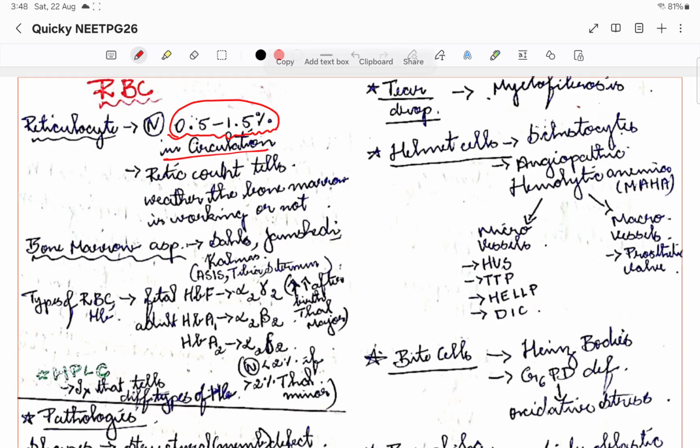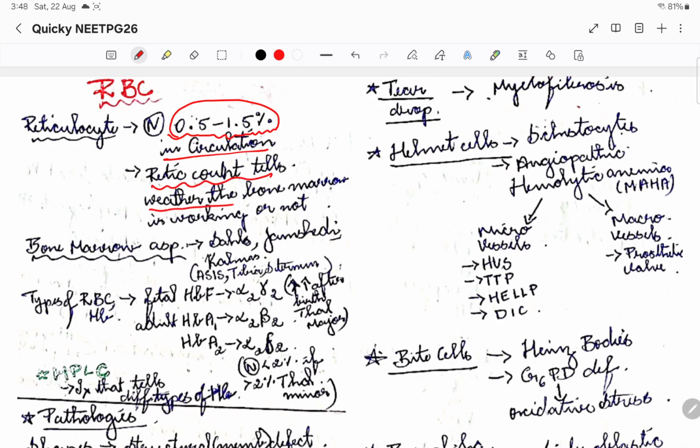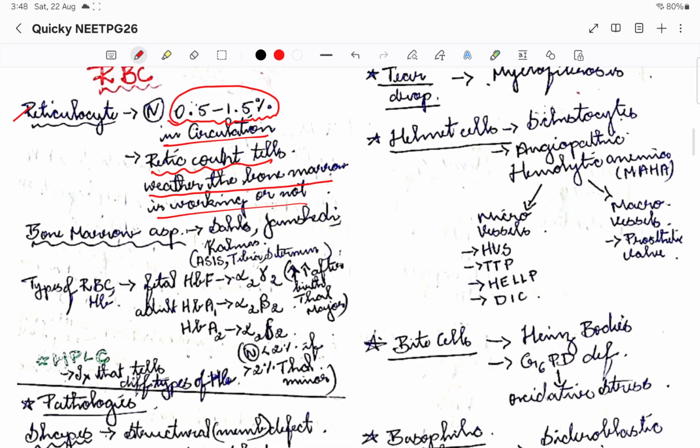So the retic count tells us whether the bone marrow is working or not. If there is a very low reticulocyte count, then we can tell that the anemia is happening because there is no RBC production at all. That is how we can tell whether RBC is getting produced in enough amount, or whether it is because of some other issues that we are having anemia. That is how we can suspect. So that is why the reticulocyte count is very important.